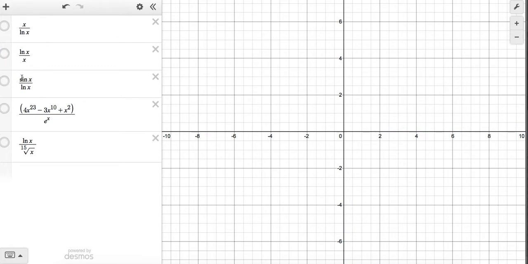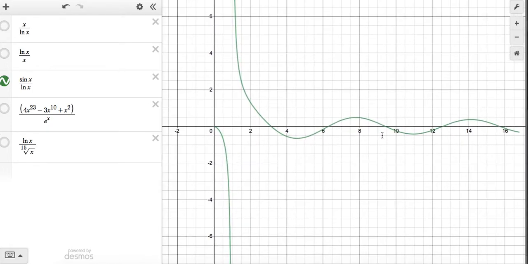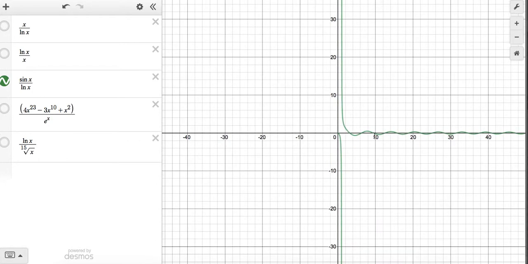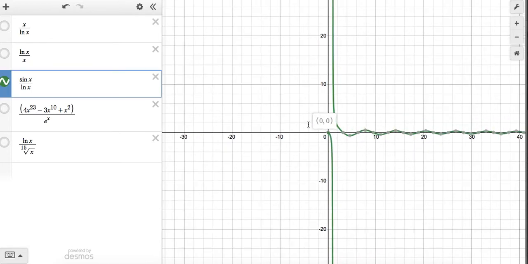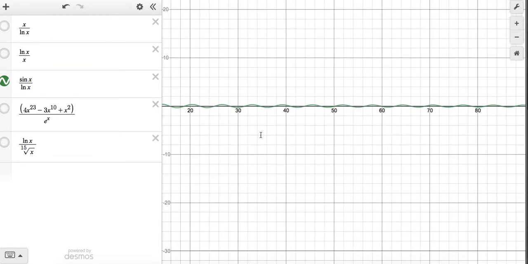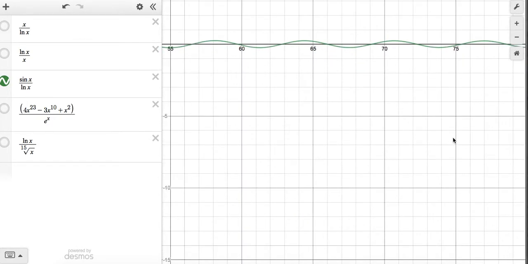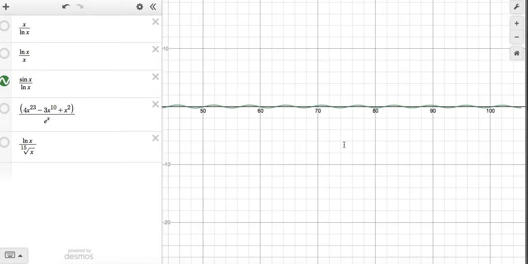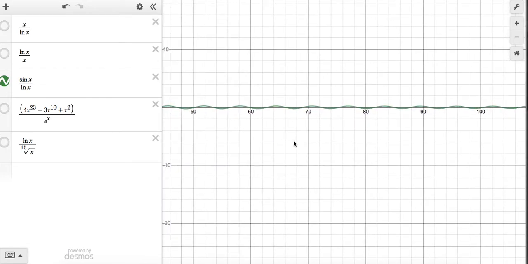Now take a look at this one. Sine x is going to go to a maximum of 1 and a minimum of negative 1, and it's over log x, which is a weak function. But notice as we go to infinity, although it's going to bounce up and down between 1 and negative 1, eventually this graph is just going to tend towards 0. Although it's going between negative and positive, it's going to tend towards 0. Now it does it very slowly because log x is weak.